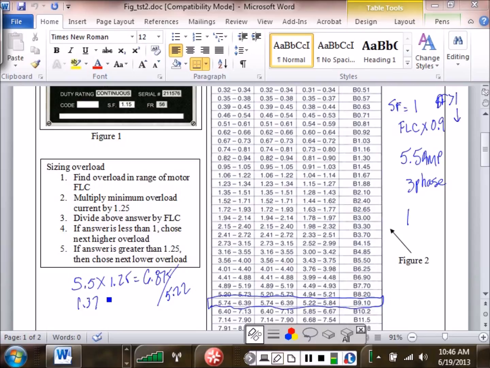That means we can't use this overload, so we go to the next lower. If we come up to get a number less than 100, that means I can't. That means we're going to have problems with full load run current on this thing, right? You understand? So that means I'd have to go to the next one. Any questions?